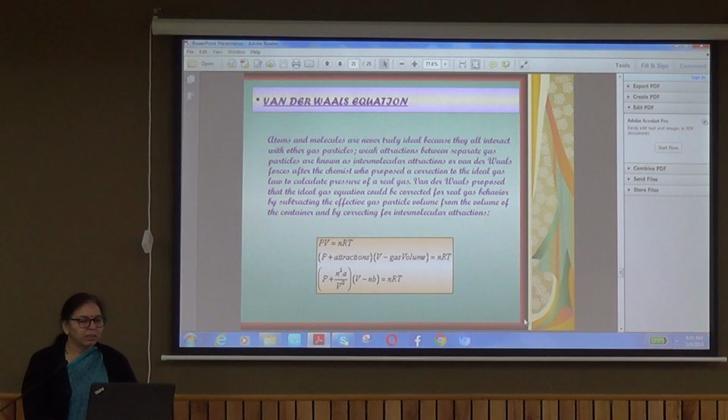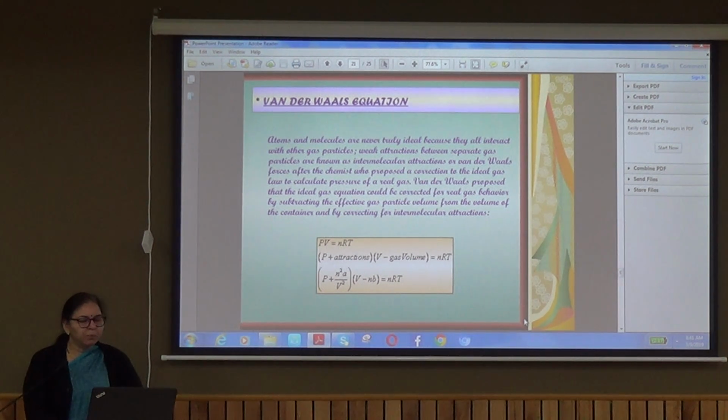Van der Waals equation. Atoms and molecules are never truly ideal because they all interact with other gas particles. Weak attractions between separate gas particles are known as intermolecular attractions or Van der Waals forces. Van der Waals, the chemist who proposed a correction to the ideal gas law to calculate pressure of a real gas, proposed that the ideal gas equation could be corrected for real behavior by subtracting the effective gas particle volume from the volume of the container and by correcting for intermolecular forces of attraction.